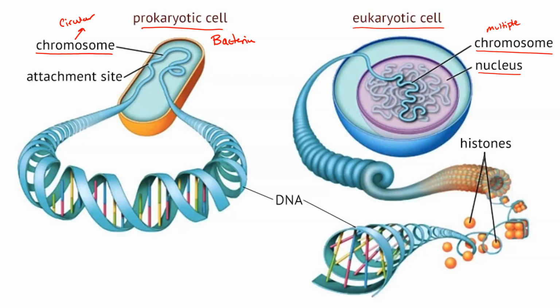Eukaryotic chromosomes, there are multiple of them. They are kept within the nucleus, meaning they're more protected, and the eukaryotic chromosomes are linear, meaning they are not circular. There is a definite start and stop. Eukaryotic chromosomes are typically associated with that typical X shape that you've become accustomed to in terms of chromosome shape.